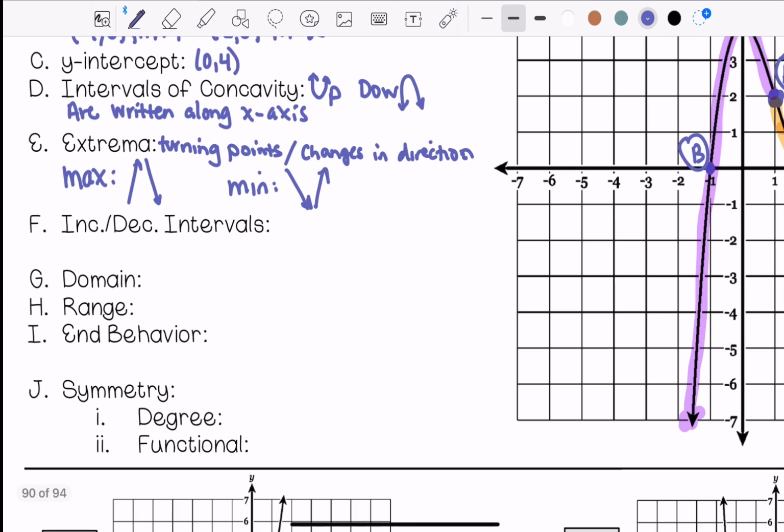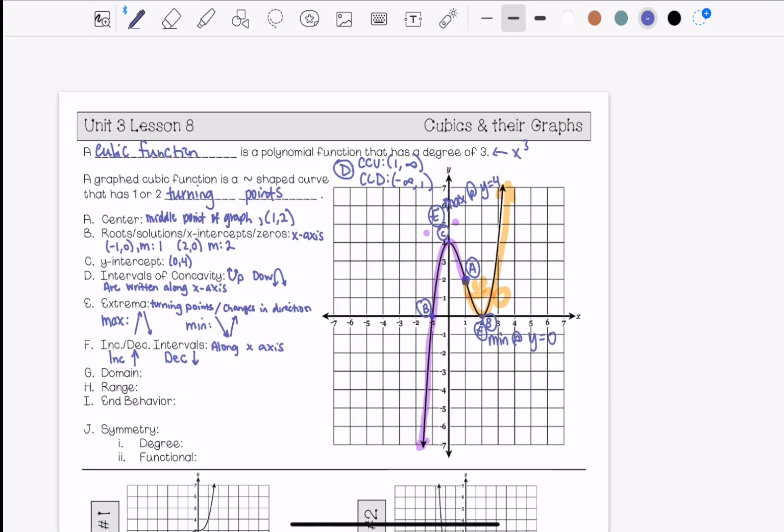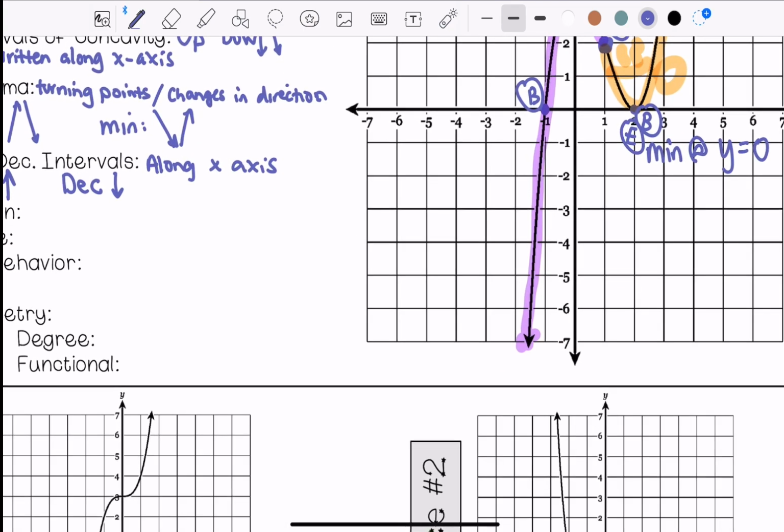Next, F is increasing and decreasing intervals. Like I said before, just like D, intervals of concavity, all our intervals are going to be written along the x-axis. And for these, remember, increasing just means going up, like the Y values are getting larger. And decreasing just means going down, so the Y values are getting smaller.